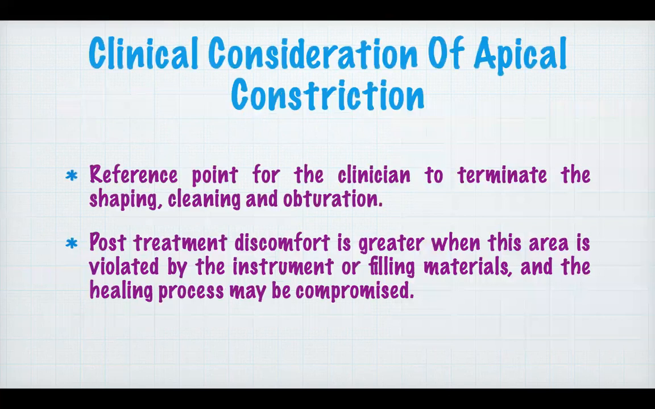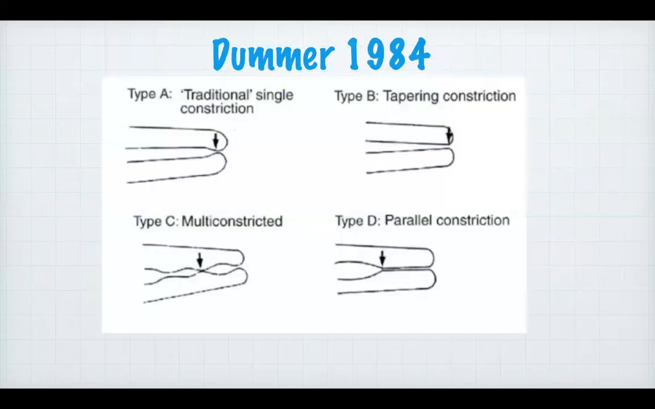Clinical consideration of apical constriction. It is a reference point for the clinician to terminate the shaping, cleaning, and obturation. Post-treatment discomfort is greater when this area is violated by the instrument or the filling material, and the healing process may be compromised. It's not that the apical constriction is the same in all roots or all teeth.